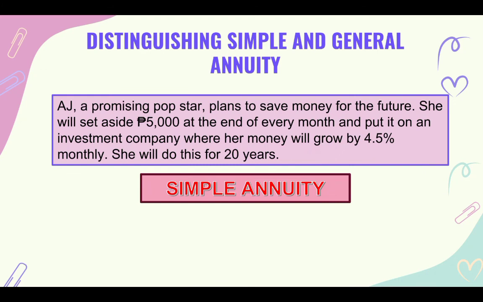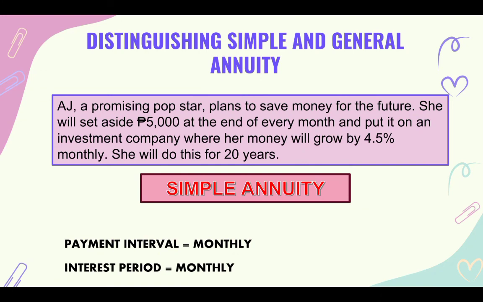Why? Because the payment interval is monthly. It says that she will set aside 5,000 at the end of every month. So it is monthly, and the interest period is also monthly. It says that her money will grow by 4.5% monthly. Therefore, since the payment interval and interest period are the same, monthly, it is an example of a simple annuity.